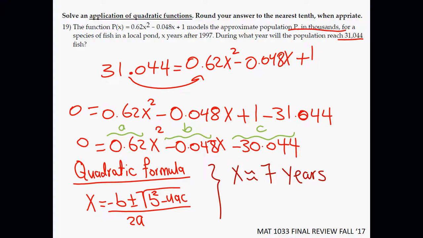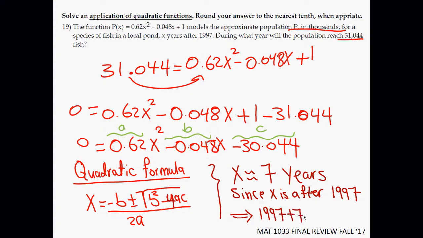If you plug it in, make sure this is a 4. Now, since my x is 7 years, and x is the years after 1997, what do I have to do here? You add 7 to 1997. Since x is after 1997, it will be 1997 plus 7, so that will be 2004.